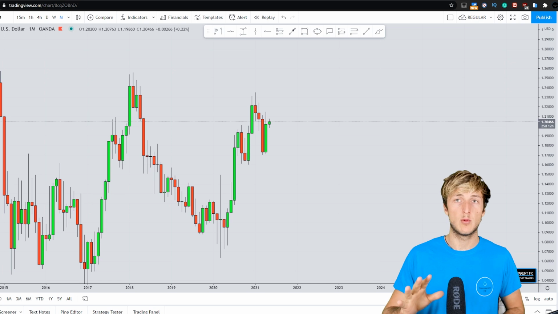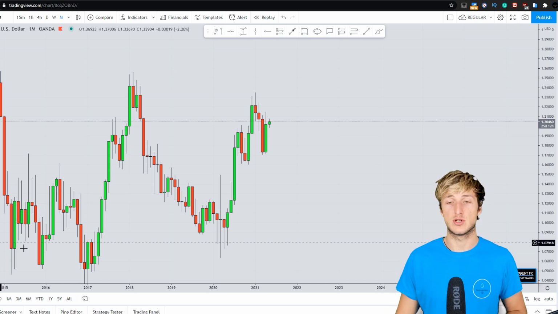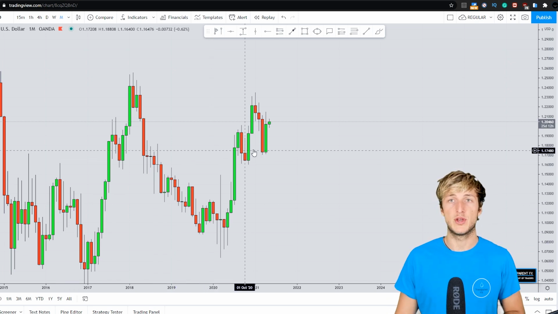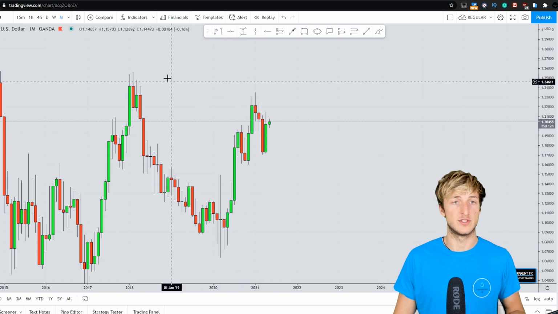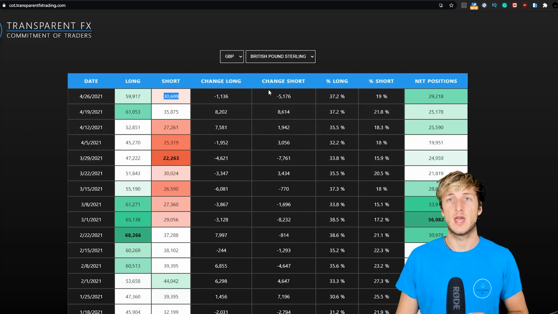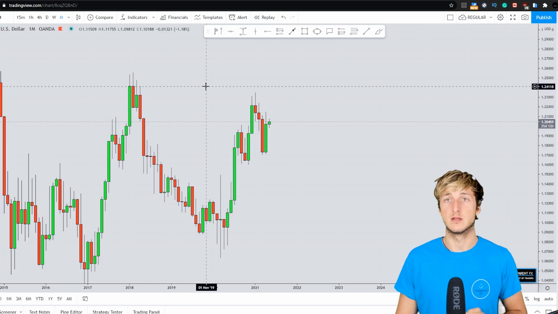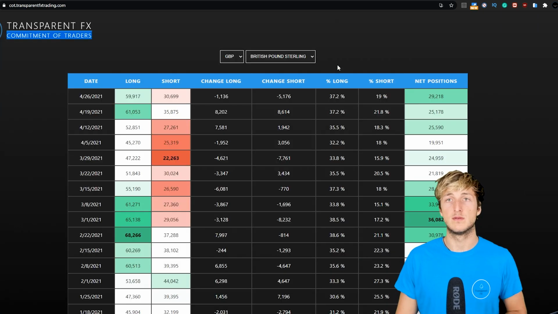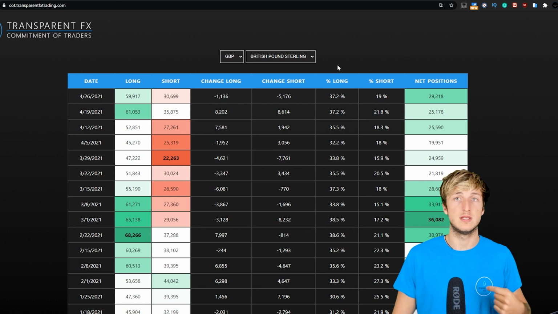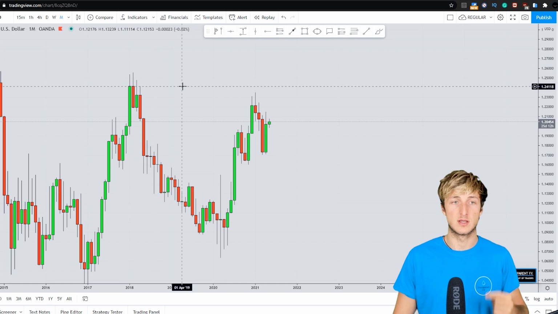And as usual, I will be keeping this analysis as educational as possible. So first, I will be covering the technical aspect of this market. We will then go and see what we have from an order flow perspective by checking the commitment of traders, which is what hedge funds, so the biggest speculators in the market, are doing. And by the end of the video, by using the combination of our technical analysis and our order flow analysis, we will be able to understand where we have the highest probability setup here on this pair.